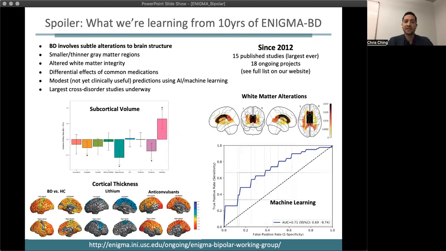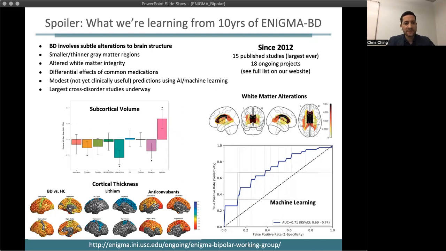This is an important slide because it gives you an overall outlook of what we've been finding throughout these ENIGMA working group studies. So since 2012, we've published 15 studies, each of them the largest of their kind. We have about 18 ongoing projects. You can see a full list on our website with a description of all these projects.